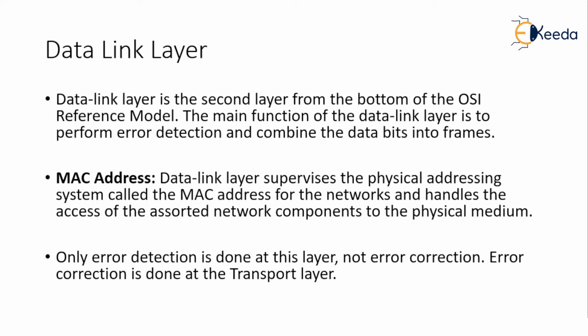Data link layer. Data link layer is the second layer from the bottom of the OSI reference model. This layer has the main function to perform error detection and combine the data bits into frames.